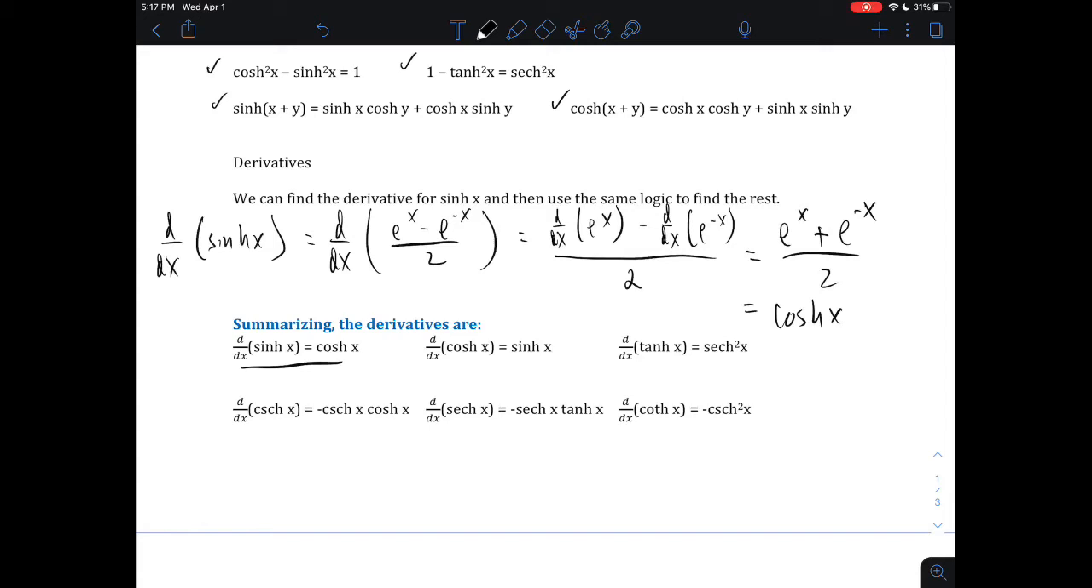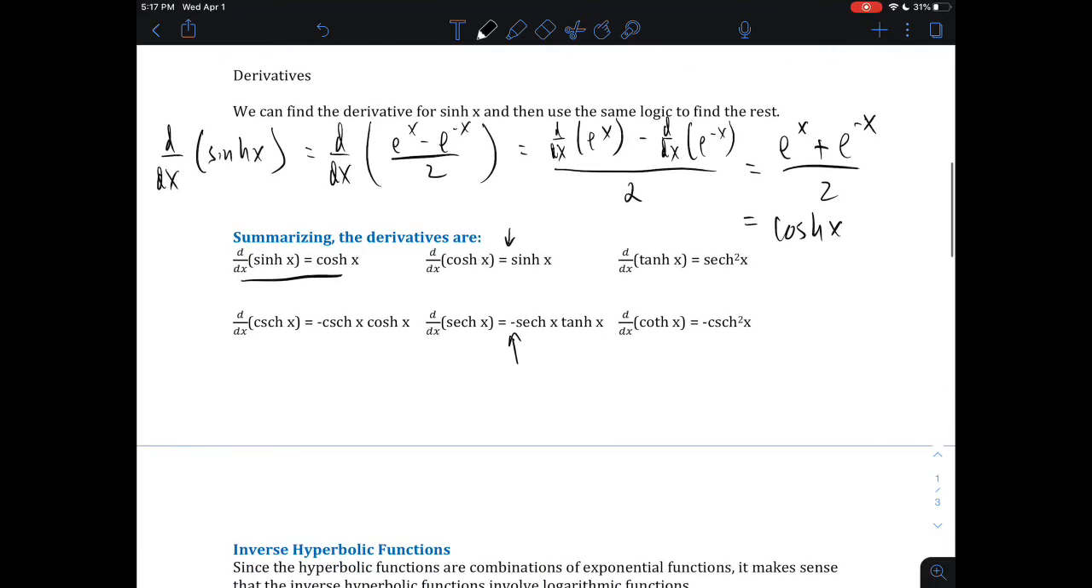That again is similar. And then with these next three, there is a difference with the derivative of hyperbolic secant of x. Notice there's a negative there. So we see that there are some sign changes. What once was negative is now positive. What once was positive is now negative. So there are some differences with these. And they could all be proved in the same way that I just showed with hyperbolic sine of x.